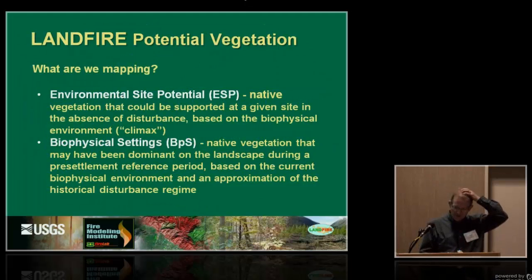For potential vegetation, we have 2 layers, the ESP and the BPS, the site potential. ESP is kind of the without-disturbance, typical habitat type concepts, and then the BPS is probably more widely known because that's what we model our historic snapshots with. That's kind of successional dynamics with disturbance.